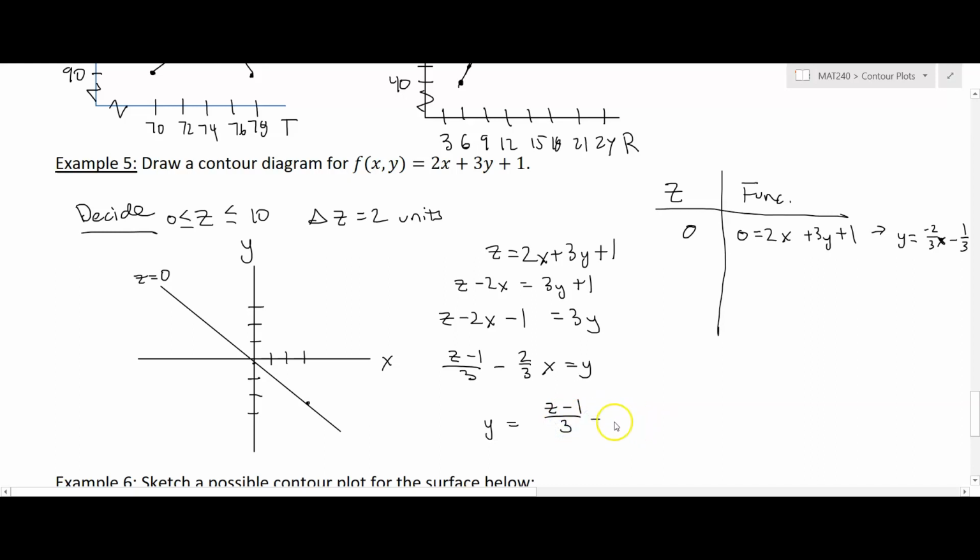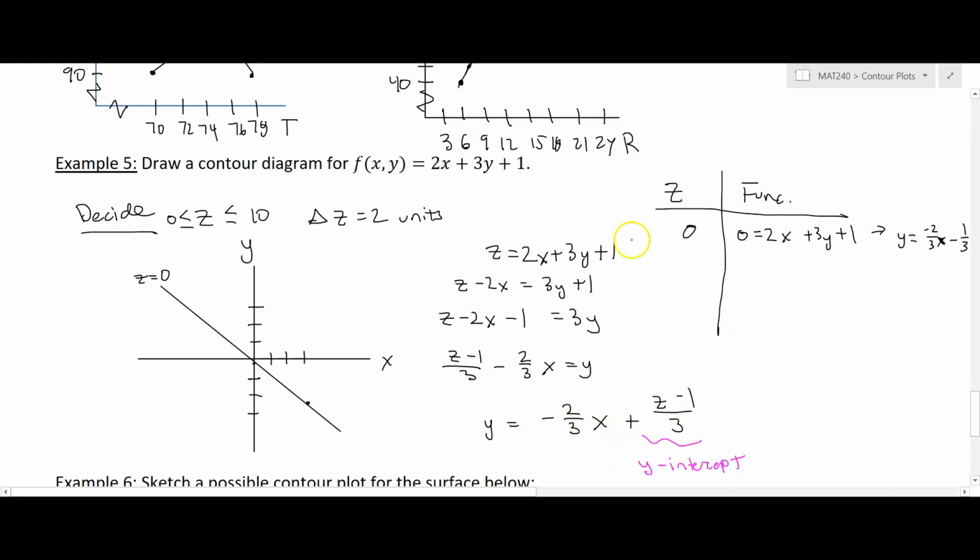Now I'll explain why I put z minus 1 together as one fraction. The reason is that I'm going to be holding z constant. So z minus 1 is just going to be a number, so I'll have plus (z minus 1) over 3. Really, the z value is just going to affect my vertical intercept. This right here is my y-intercept, or at least the y value of my y-intercept.